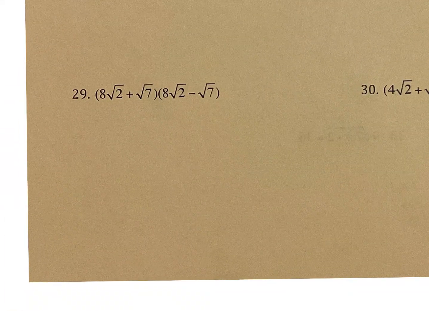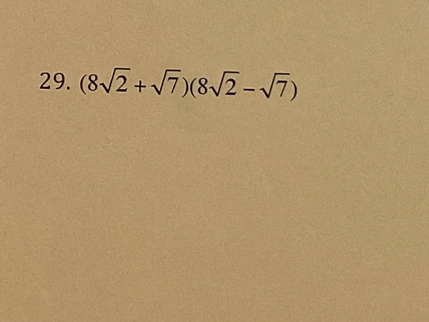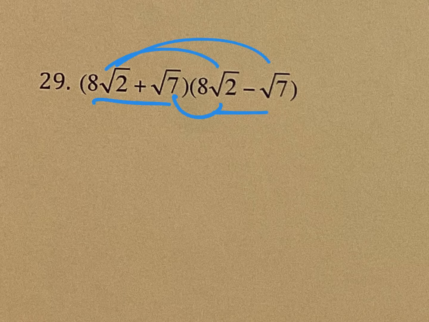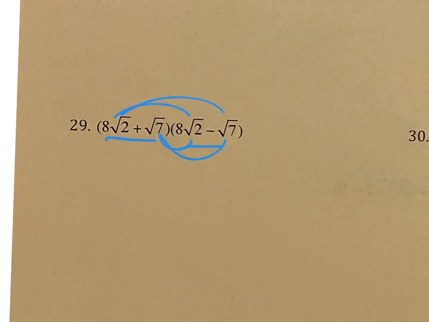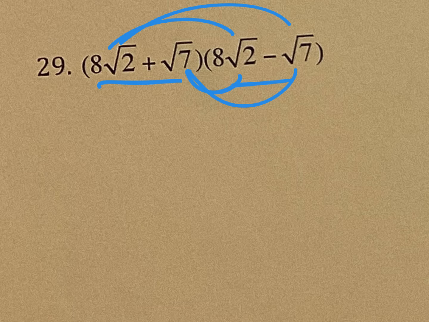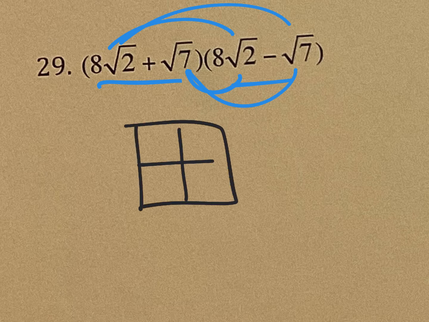We get to 29 and 30. You have a double distributive, so you got a binomial times a binomial. So you can either go FOIL and go all 4 terms. That's one way to do the distributive property there. Or what I'm going to show you quick is box method. I like it when it gets this messy. To write it out, 8 square root of 2 plus square root of 7, 8 square root of 2 minus square root of 7.